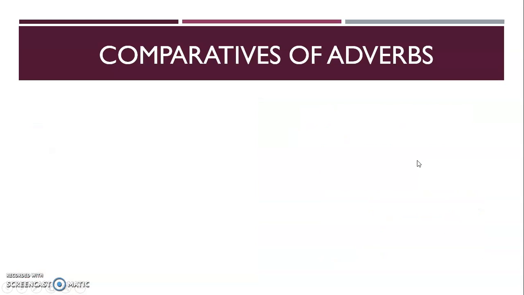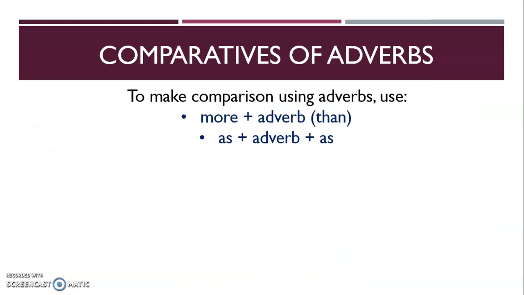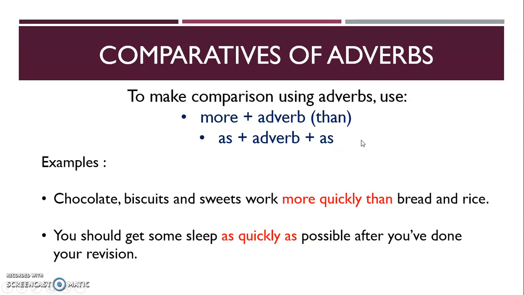Okay, right. So the rule is when we want to make a comparison using an adverb, we add the word more in front of the adverb and plus than. Like for example just now, more quickly: more, adverb, than. Or another option is to use the word as. So as plus adverb and plus another as. So as quickly as something. Right, let's look at some examples.